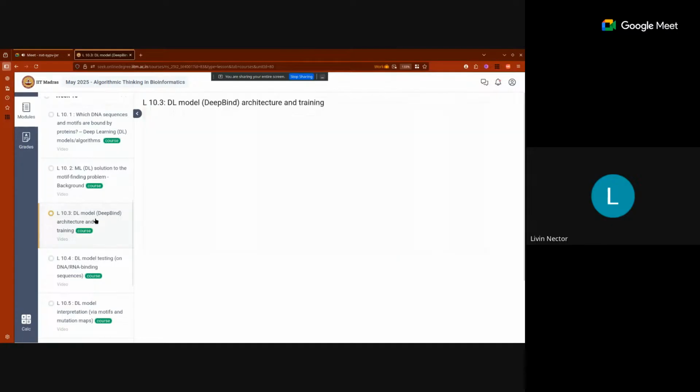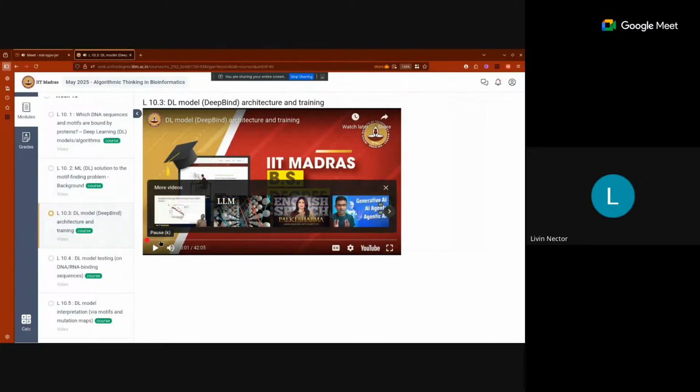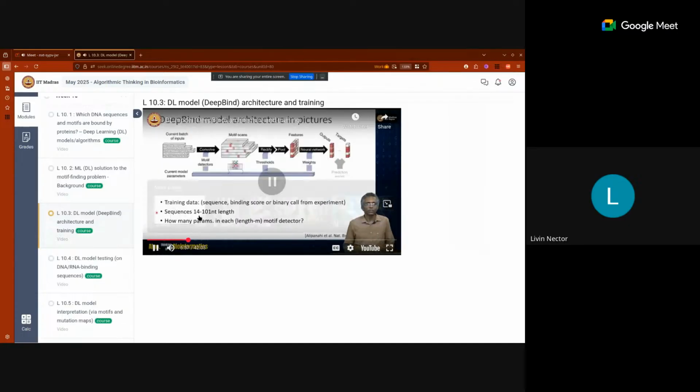Okay? And let's see the model architecture and training process and how we are using it. Basically, how we are training this is, now we want to find whether the motif will bind to this sequence or not. Right? That is one thing. And then we have the current set of input sequences. So how are we training this?